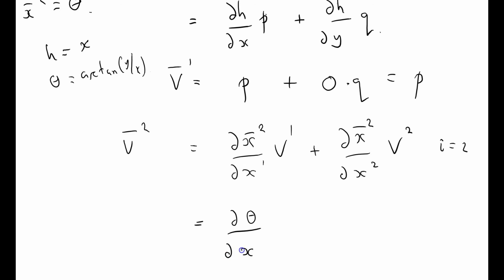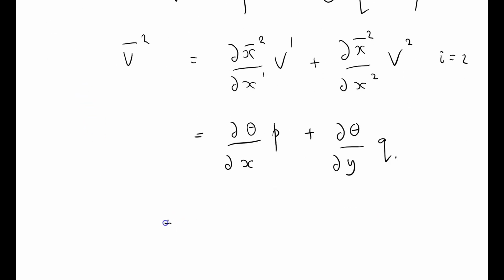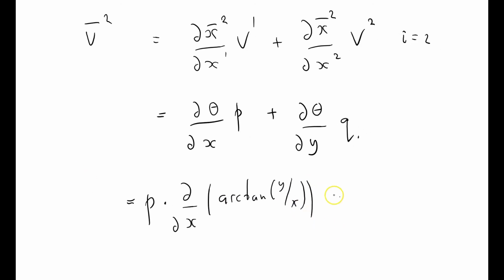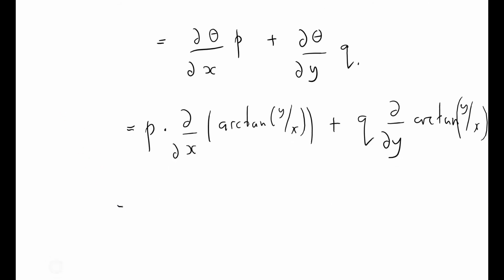by ∂x, v1 is just p, plus ∂theta by ∂x2, which is y times q. Okay, so that's equal to p times ∂/∂x of theta, which is arctan of y over x, plus q times ∂/∂y of theta, which is arctan y over x, equals p.